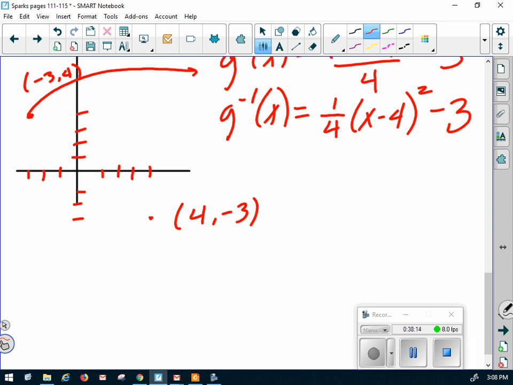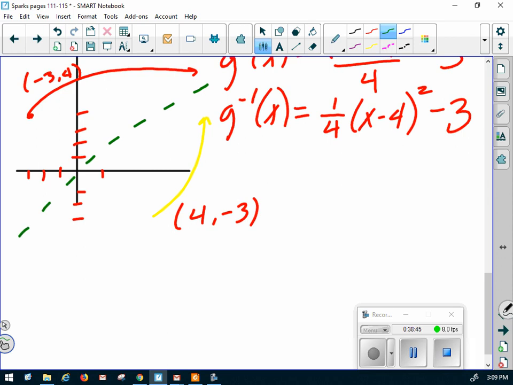But I cannot have a parabola. There is no way in this world that that is the inverse of that. It can only be half of it. Which half? The right half or the left half? The right half. It's the right half because you are reflecting over the line y equals x.